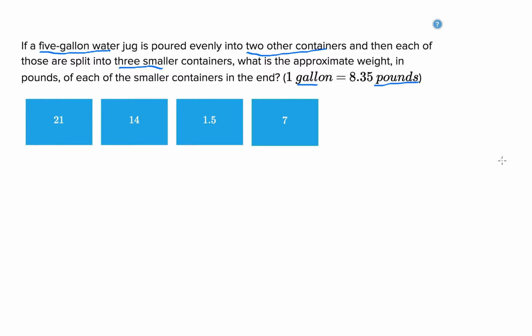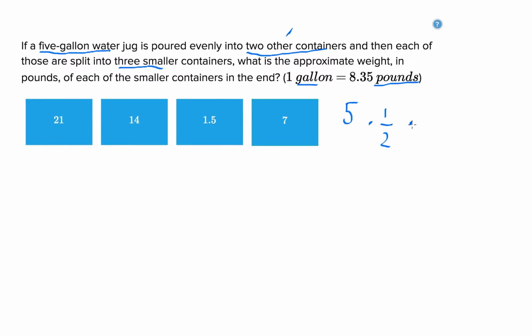So again, the key to these conversion problems is being aware of where you're starting and where you need to end, as if you were going on a walk and didn't have Google Maps on you. So here we're going to take these 5 gallons and multiply by 1/2. You could also just say this is dividing by 2, of course, in order to divide this 5 gallons into 2 other containers.